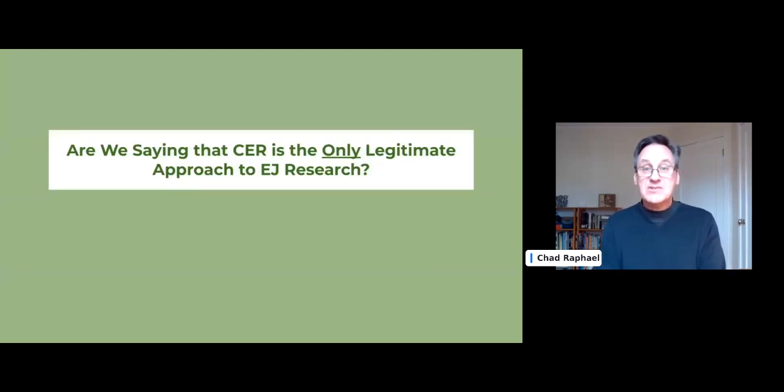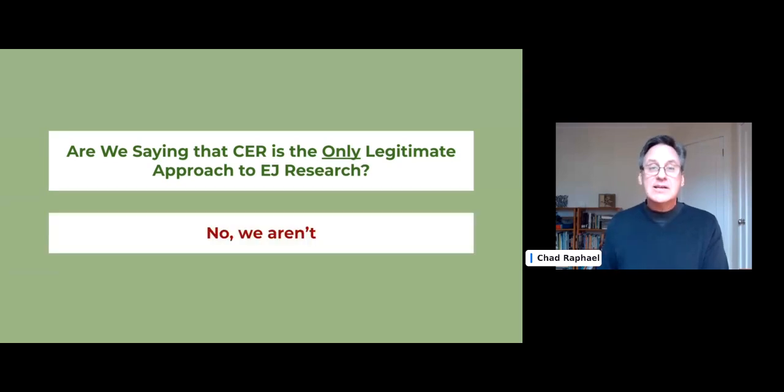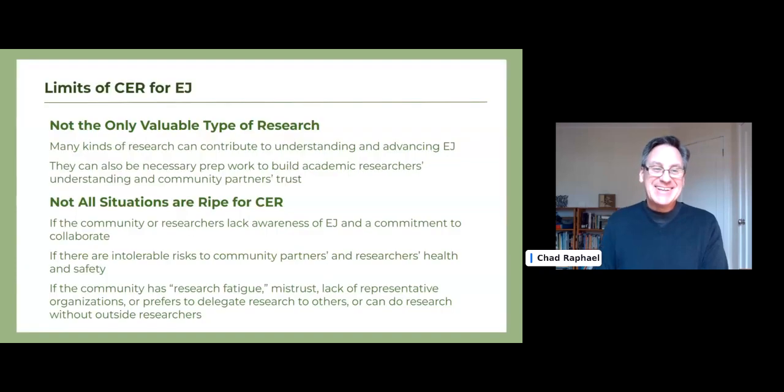Now, at this point, some of you may be wondering, particularly if you don't do a lot of community-engaged research, okay, are these people saying that community-engaged research is the only legitimate approach to environmental justice research and every other kind of research is illegitimate? And the answer is no. We are not saying that community-engaged research is the only legitimate approach to environmental justice research. Many kinds of research can contribute to our understanding and advancing of environmental justice.